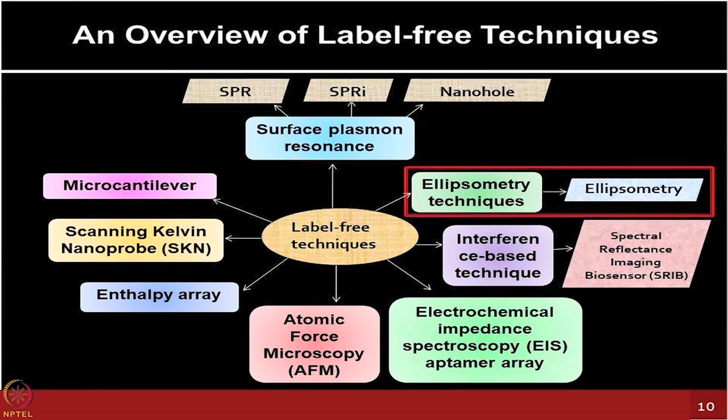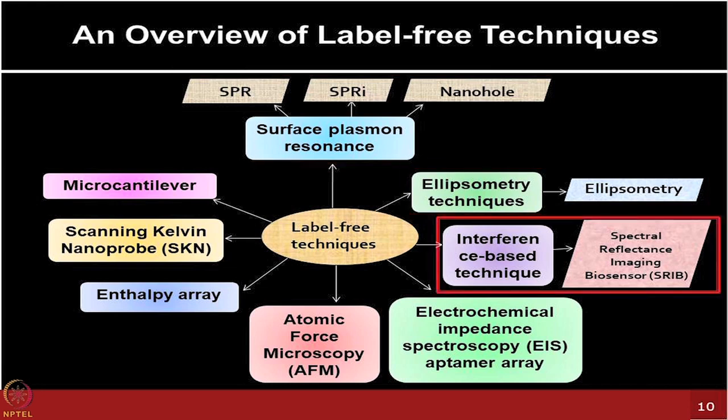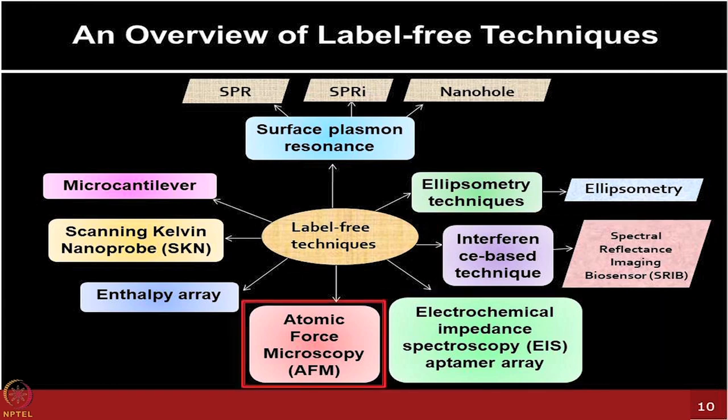Then there are many platforms emerging based on ellipsometry. We have interference-based methods. We have electrochemical impedance spectroscopy, atomic force microscopy, enthalpy arrays, scanning Kelvin nanoprobes, micro cantilevers. So I'm sure you appreciate that there are many technologies under development right now. They're all looking at different physical principles which could be used for looking at biomolecular interactions in a label-free manner. While we cannot talk about everything right now, I will talk about some of them and give you some examples.